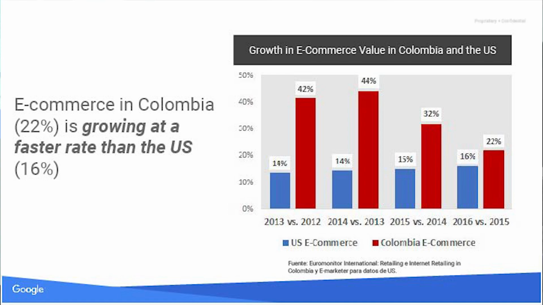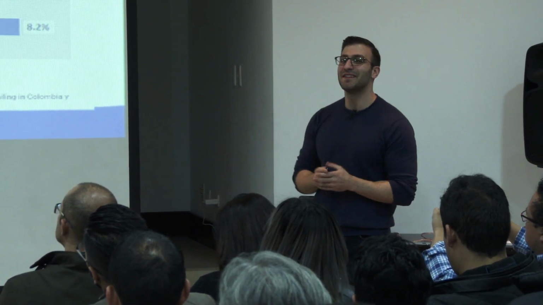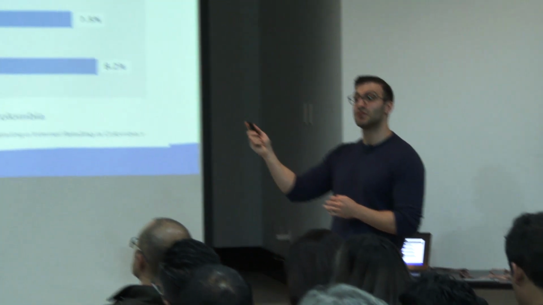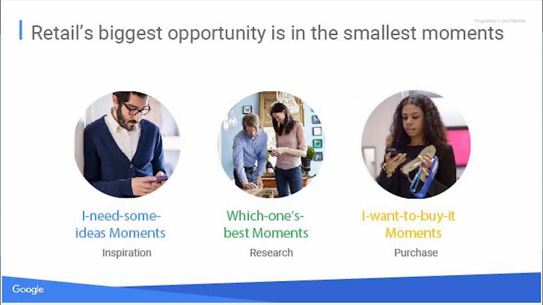I mentioned how big e-commerce is in the United States and has been. So this is also a very exciting stat. E-commerce in Colombia is now growing at a faster rate than that of the United States. Finally, with as much excitement as there is and as much as we see e-commerce growing here, there still is great opportunity. If we look at the percentage of total e-commerce sales compared to retail sales, it's 1.6%, while in the US, it's 8.2%. So I think there's clear opportunity to even it out a little more, and I think new products such as Google Shopping will help do that.